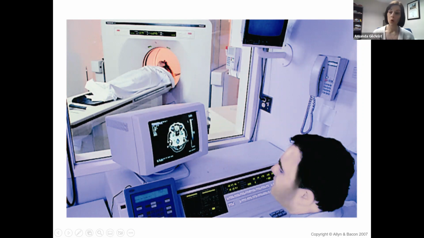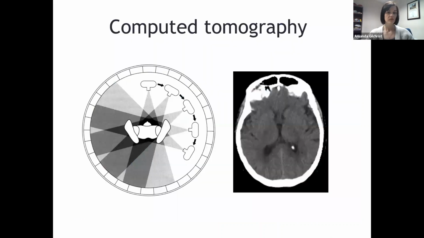CAT scans can only look at the brain like this. MRIs are capable of looking at the brain in X, Y, and Z coordinate planes, but this is the only cut you're going to see. This is the only plane that you can view a brain from if you're looking at CAT scans. So you don't get all 3 dimensions here. So here's another example of how it works.